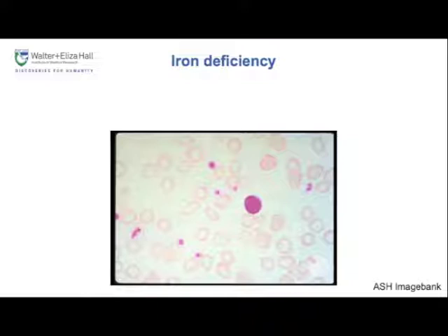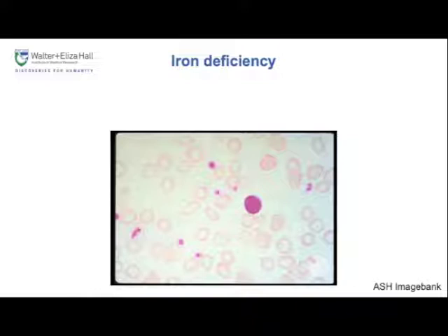And you can see they've got all this central pallor. So they're very pale and they look very hollowed out. So that implies that they haven't got as much hemoglobin in them. So that's consistent with iron deficiency. And the other thing you often see in iron deficiency is pencil cells. They look a bit like pencils.